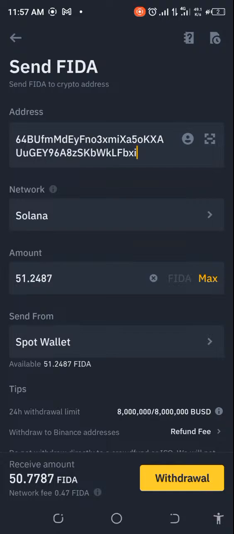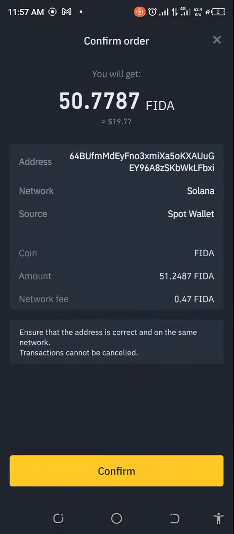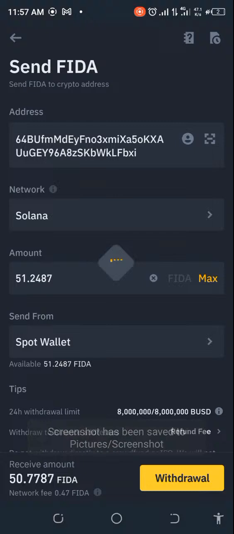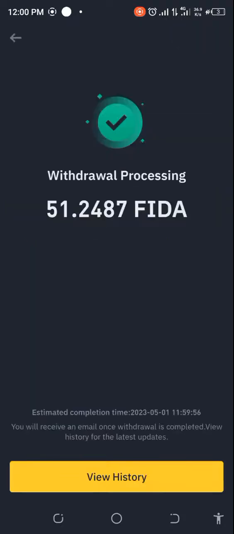Okay, let's go ahead and do this. Take our screenshots and then we'll be ready to withdraw. Okay, so it's asking me questions. I'm making sure that everything is intact. Let's go ahead and do this. All right, so I have to do my verifications and I'll be back. All right, so our FIDA is actually on its way all the way to MEXC.